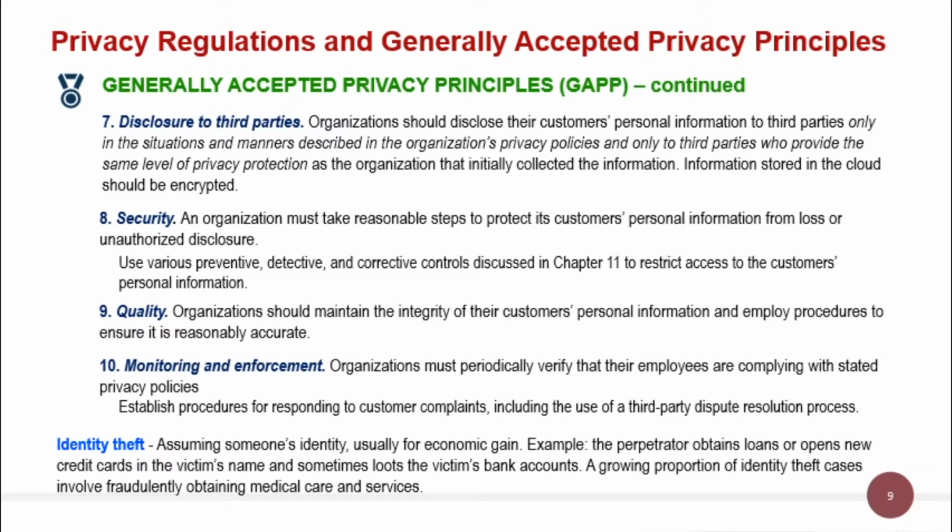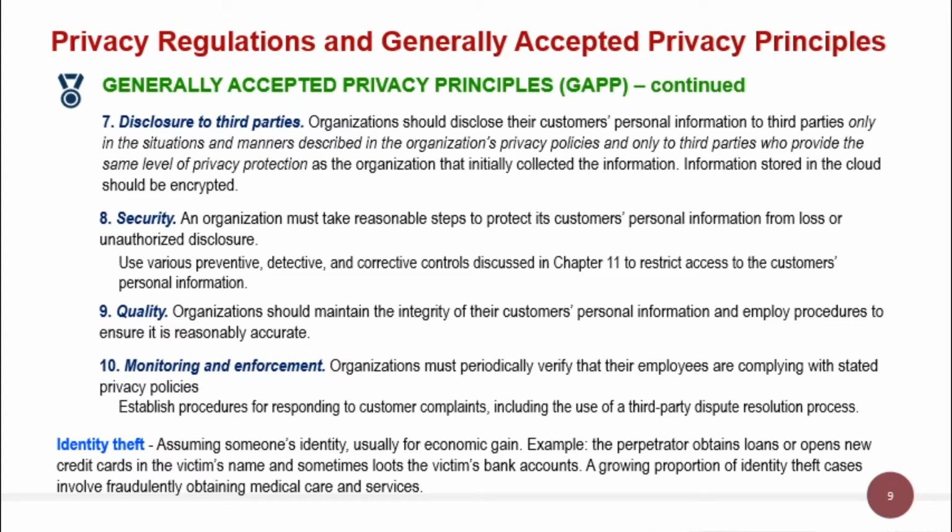And employ a procedure to ensure it is reasonably accurate. So the integrity of the personal information, again, must be secured, and it is only about real information, not fake information being stored.